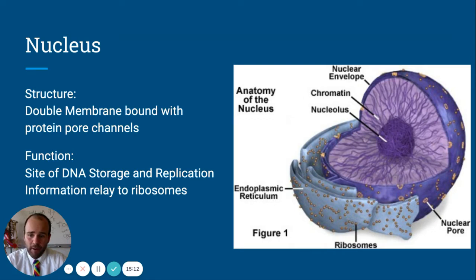There is a double membrane around the nucleus. And inside of the nucleus, at its very core, you will find the nucleolus, where all that DNA is being stored. Now, this is the site of DNA storage and replication, but it's also going to be the site of where mRNA is made, that is shipped out to ribosomes to make proteins.